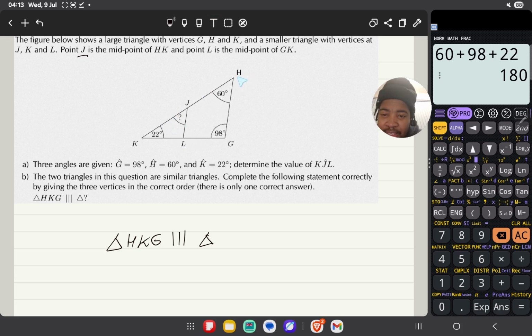We have HKG, so you see HK goes together with JK, so you go JK, and then look, KG goes together with KL, so KL. So then it's triangle JKL, and there, my friend, you are done.